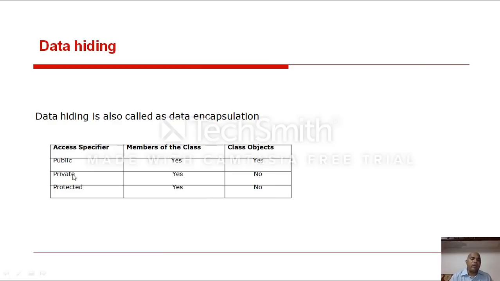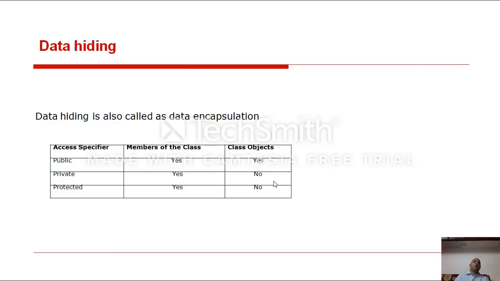Once we define variables privately, those are members of the class, but there is no possibility to access the private members outside of the class. Protected is also the same as private. These are members and member functions inside the class, but not outside the class. These two are not allowed to be called, used or implemented outside of the class. This is called data hiding.